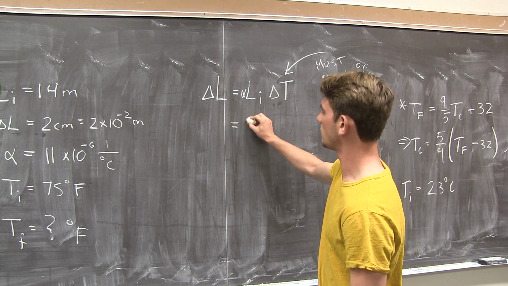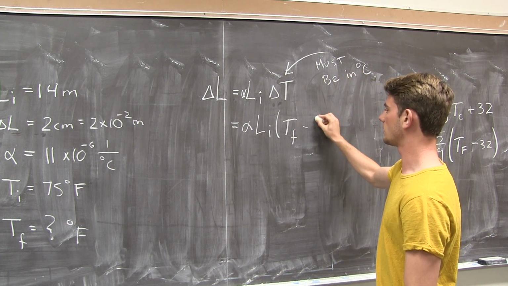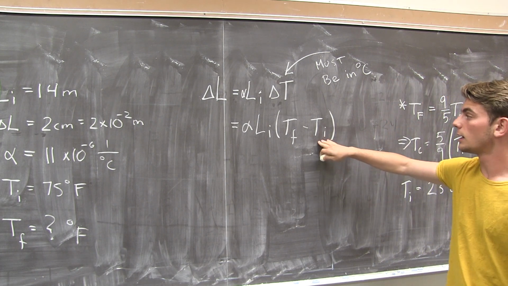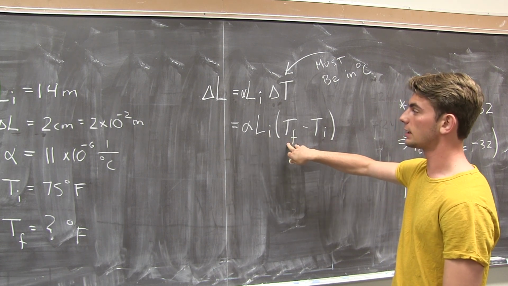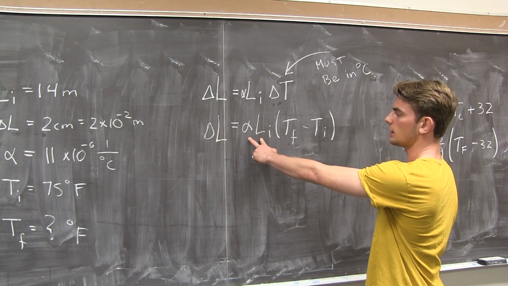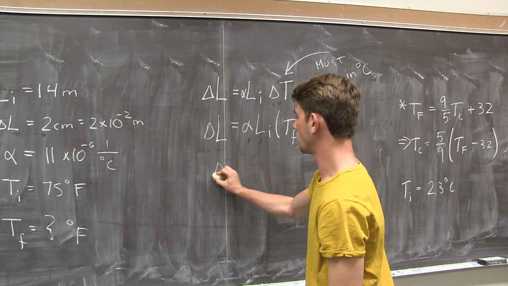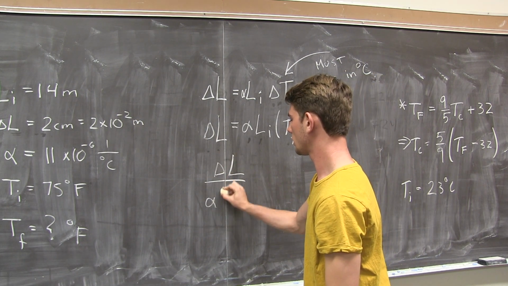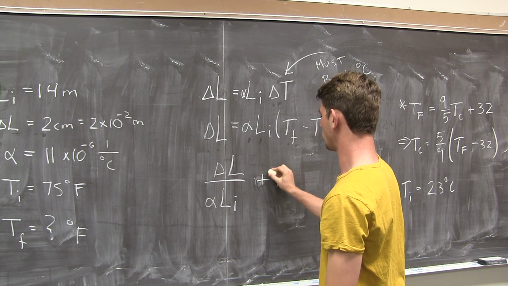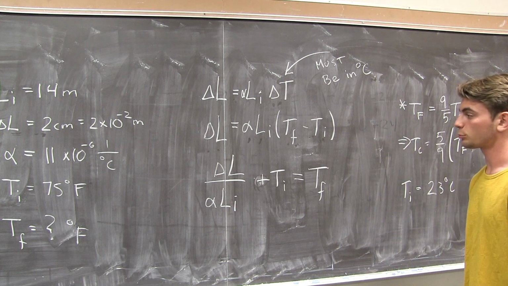And so expanding this equation, knowing that delta T is T final minus T initial, and T initial is now in degrees Celsius, we can go ahead and solve for T final. Here's delta L, so I'll divide by alpha L initial and then add that initial T over. So we'll have delta L over alpha L initial, plus T initial, is equal to T final.